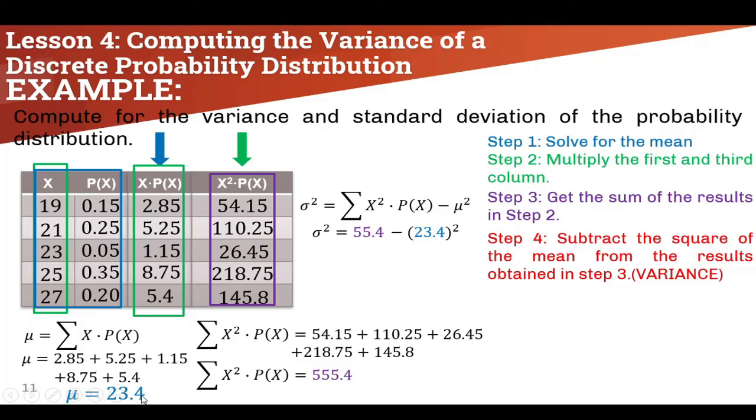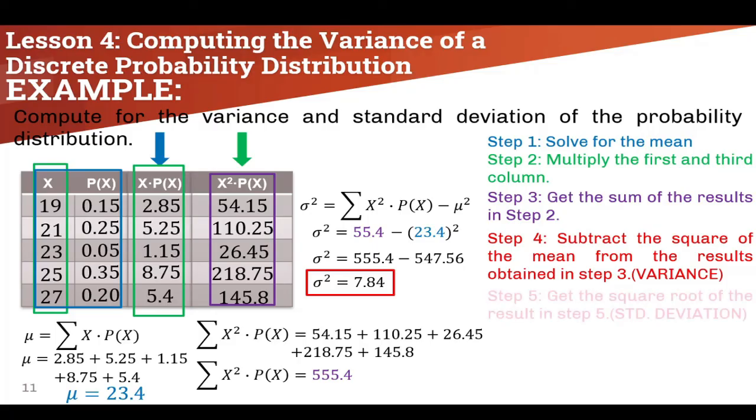So, i-square muna natin yung 23.4. 23.4 squared is equals to, very good, 547.56. Now, ngayong meron na tayo rito, i-minus lang natin yung nakuha natin dito. So, 555.4 minus 547.56 is equals to, very good, 7.84. Yan yung ating variance. So, katulad lang nung kanina. And once na may variance na tayo, kunin na natin yung standard deviation. Kunin natin square root. So, square root ng 7.84 is equals to 2.8. Same lang ba nung kanina?